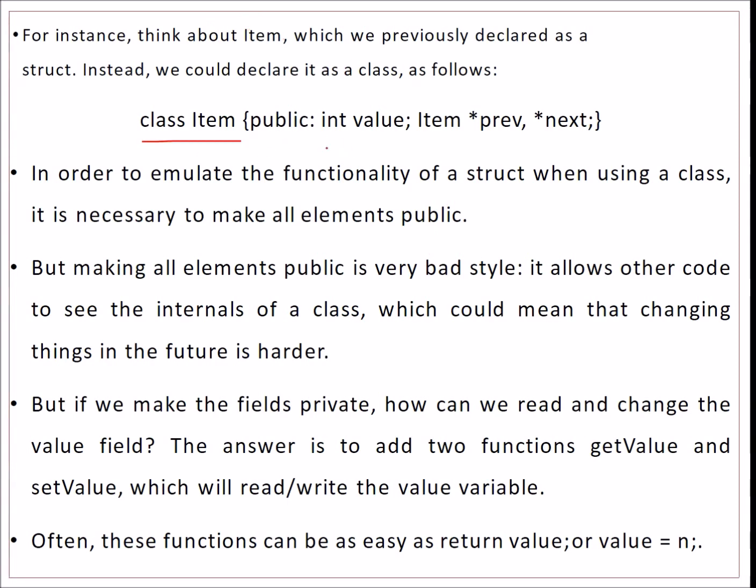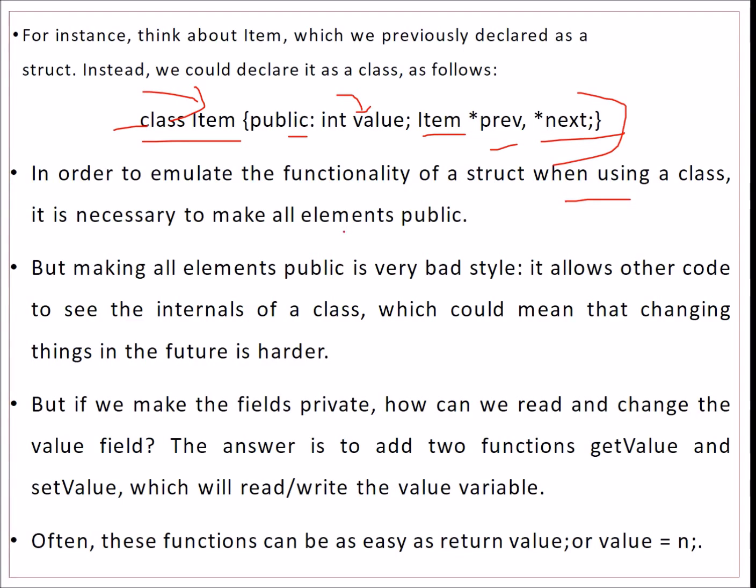I hope you understood that linked list, and remember that we previously declared a struct for our linked list. How about declaring it with a class? Class, this is the name of the class. Public, int value, item previous and next. So this is a class. In order to emulate the functionality of the struct when using class, it is necessary to make all elements public. Making all elements public is a very bad style.